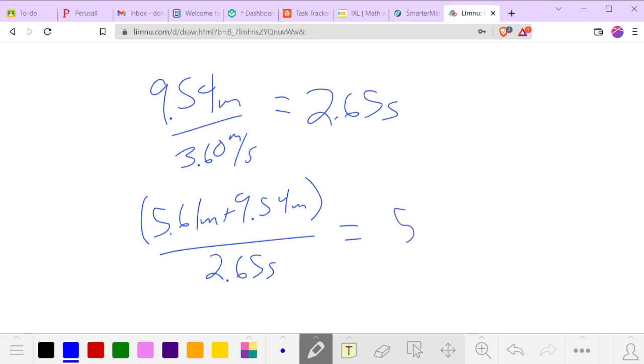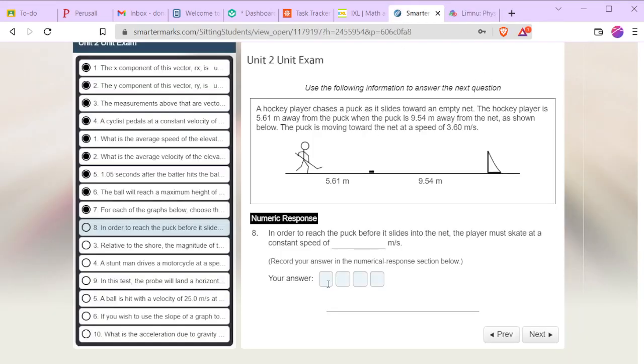And that is 5.7169811132 meters per second, or to our 3 sig digs, 5.72.